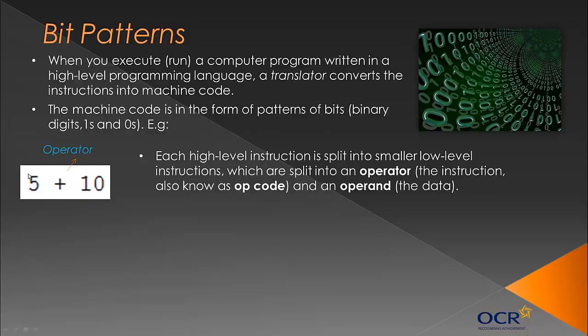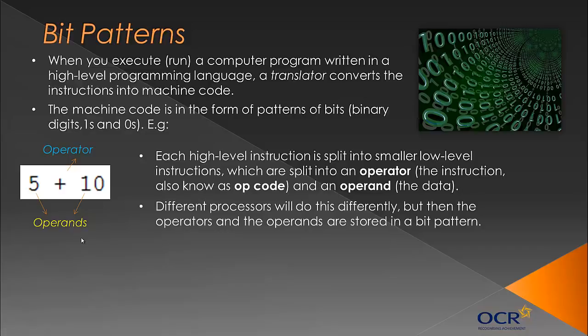So in our example here, 5 plus 10, the plus sign is an example of the operator. It's telling you what to do, it's the instruction. And the data involved is the 5 and the 10, and these are the operands. The way it would do this, different processors do this differently. For example, an Intel processor and an AMD processor would probably do this vastly differently, but the same principle.